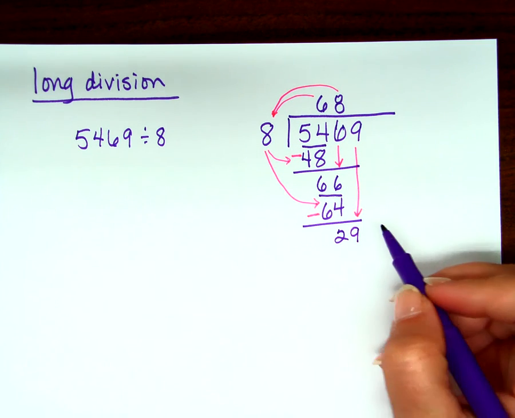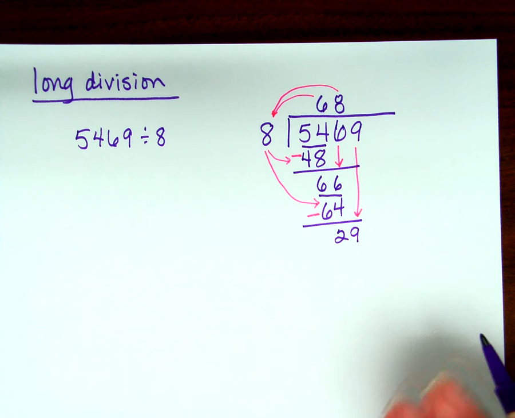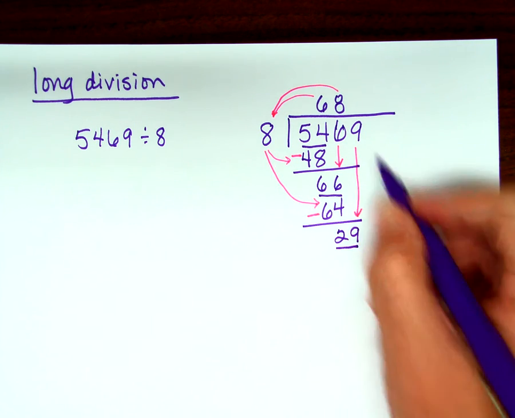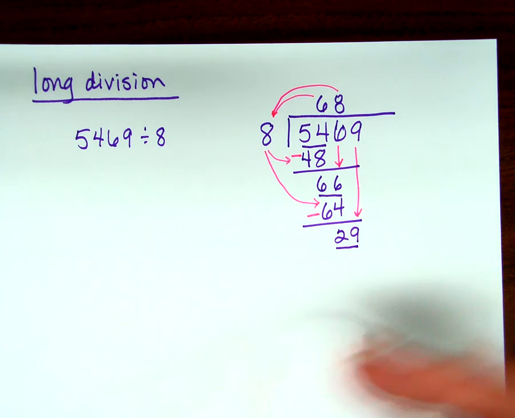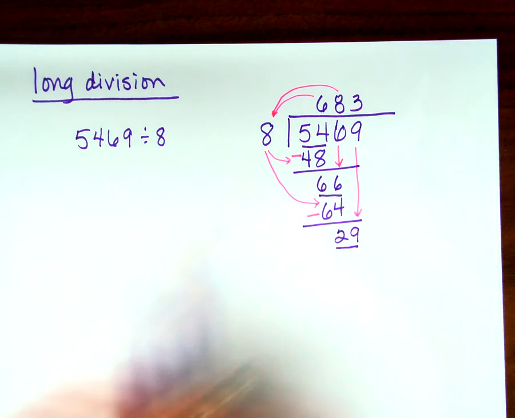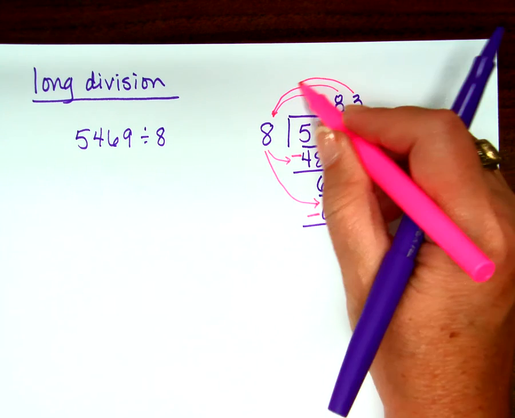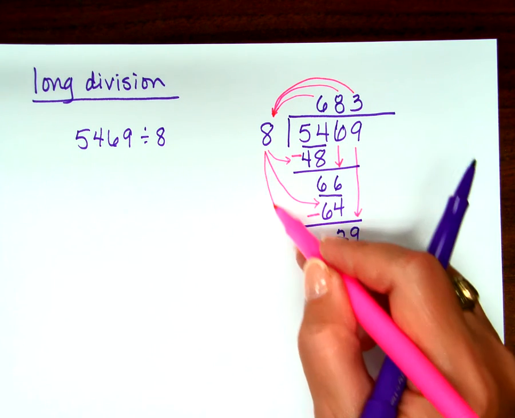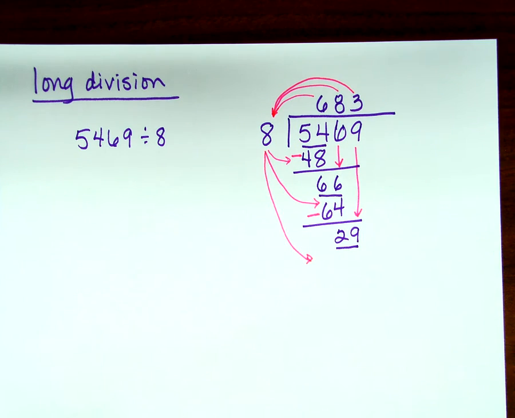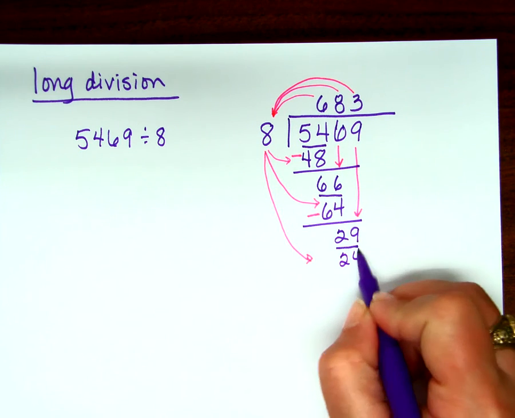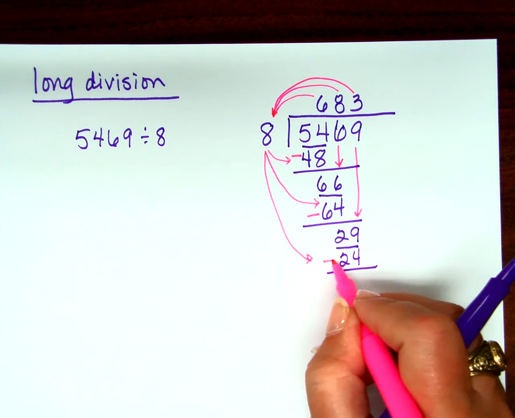And then I start over, right? So 29 divided by 8, 3. What do I do with the 3? Multiply, and then write it there. 24, and then subtract.